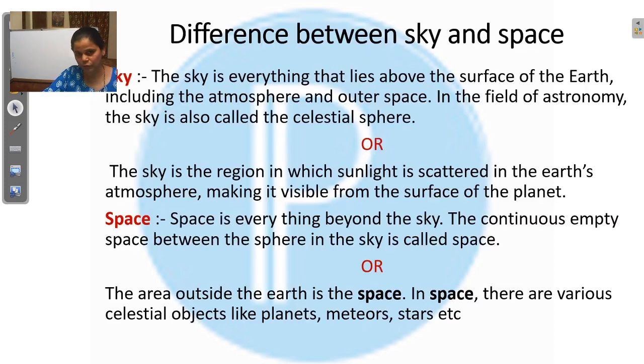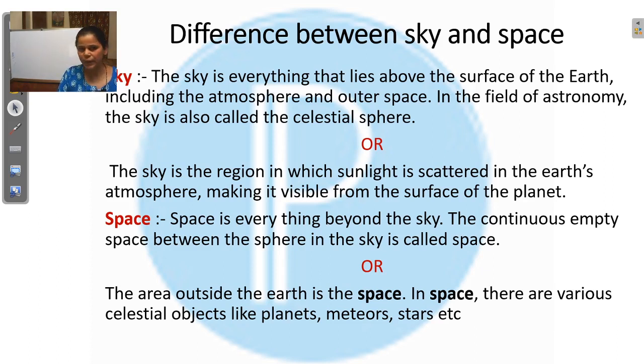So let me know what is the difference between sky and space. The sky is everything that lies above the surface of the earth, including the atmosphere and the other space. In the field of astronomy, the sky is also called the celestial sphere. We can also say in another way, the sky is the region in which sunlight is scattered in the earth's atmosphere, making it visible from the surface of the planet.